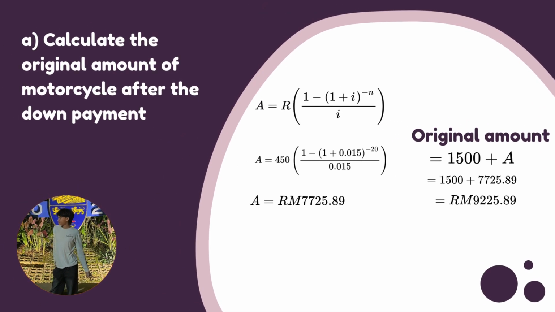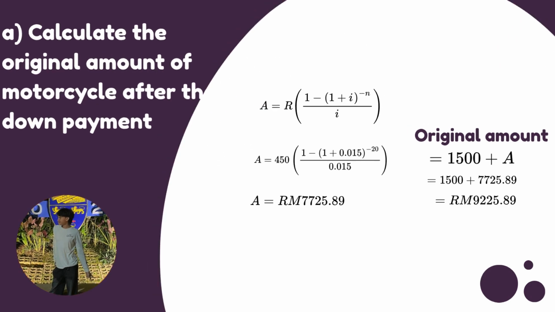So calculate the original amount of the motorcycle, including the down payment. We need to use the formula A equals R in bracket 1 minus in bracket 1 plus i close bracket to the power of negative n, over i. So just transfer all the information and you will get 7,725 ringgit 89 cents. Now that is not the original amount. For the original amount you need to add 150 ringgit. So your answer will be 9,225 ringgit 89 cents.